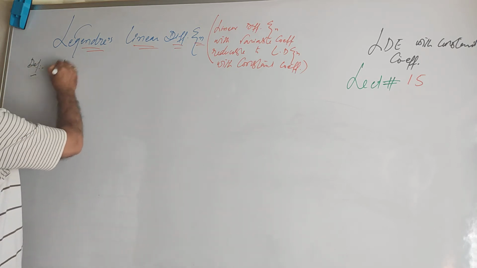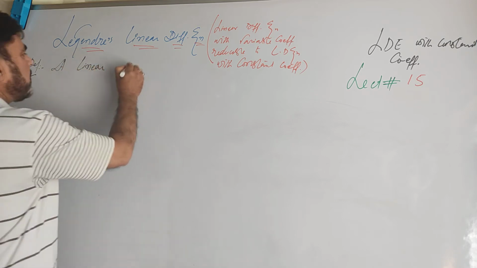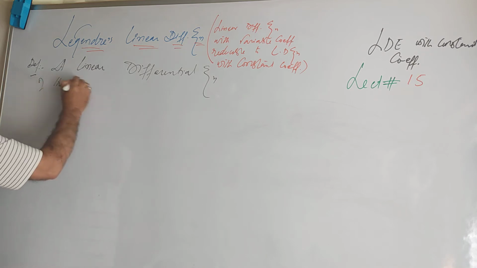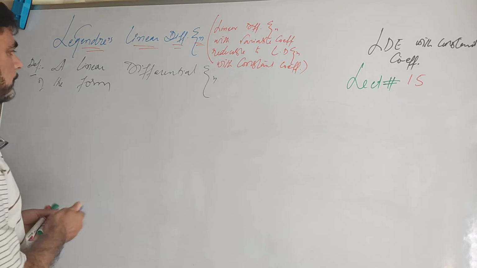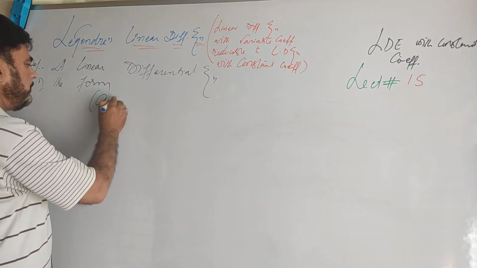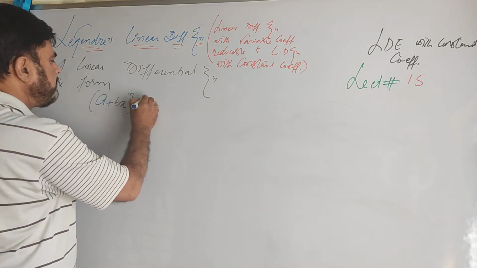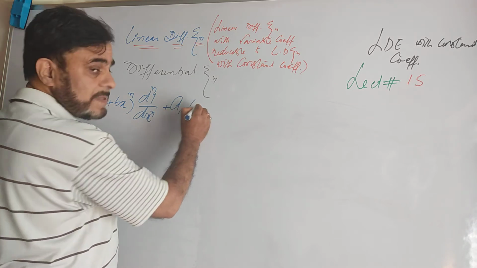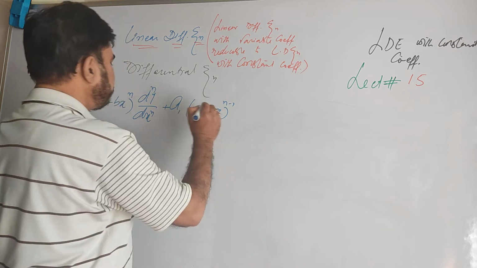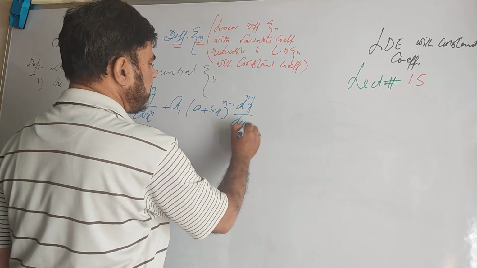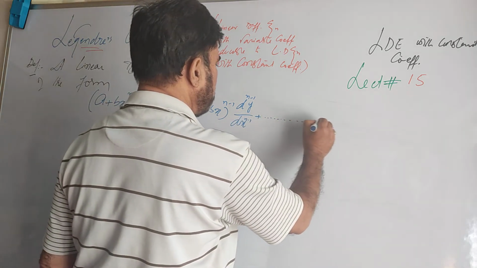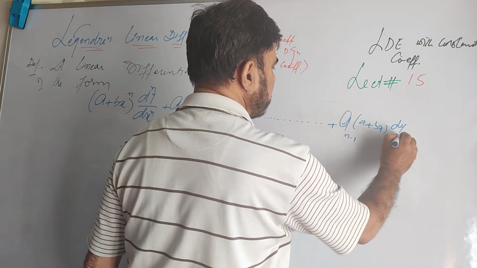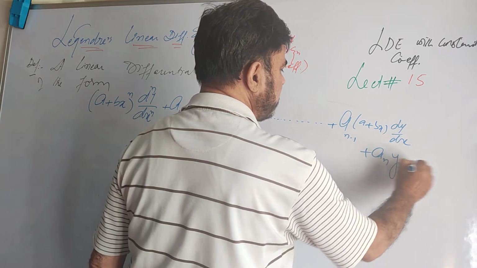We write a linear differential equation of this form: a plus bx raised to power n, dny by dxn, plus a1 a plus bx raised to n minus 1, dn minus 1y by dx n minus 1, plus and so on, plus a n minus 1 a plus bx dy by dx plus an y is equal to X.